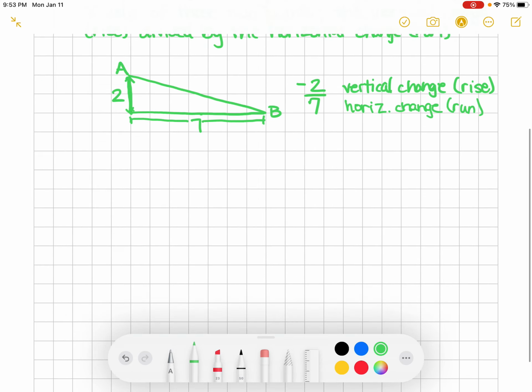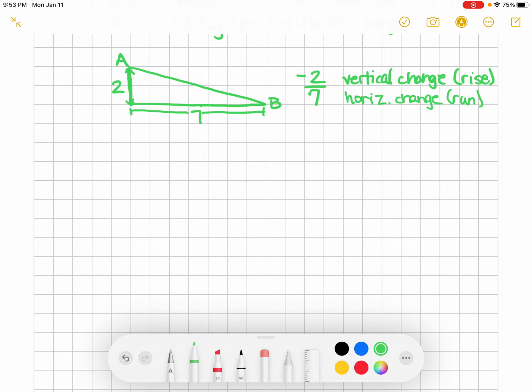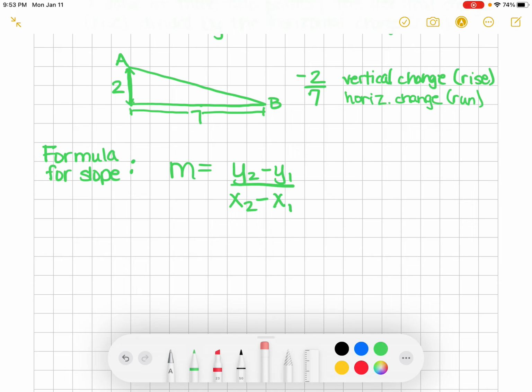Okay, so one more thing before we start doing everything is the formula for slope. So you need to write this down. Formula for slope. And this is what it looks like. It has m equals y2 minus y1, all divided by x2 minus x1. Maybe it would look better if the m was right in the middle. So m equals. Okay, so m is your slope.